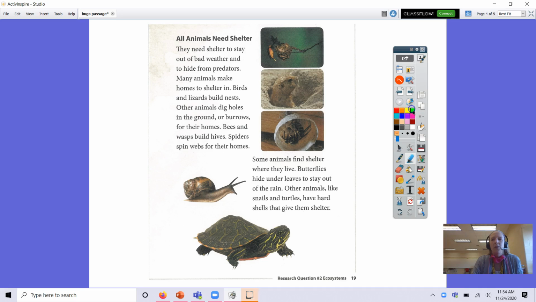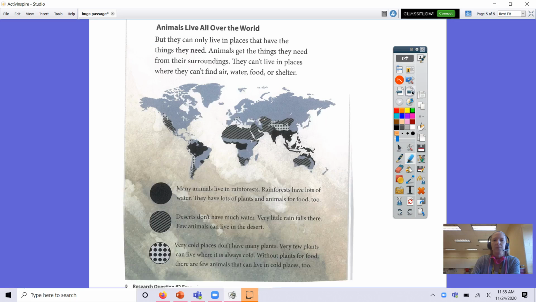Okay, what was important when I was talking about shelter? They gave some very good examples. For example, birds and lizards build nests. Other animals dig holes called burrows. Bees and wasps build hives. Spiders spin webs. Butterflies hide under leaves. Other animals, like snails and turtles, have hard shells that give them shelter. These are all ways that animals have shelter.